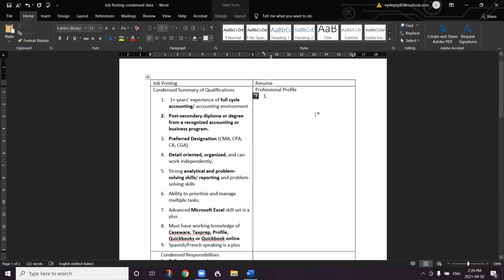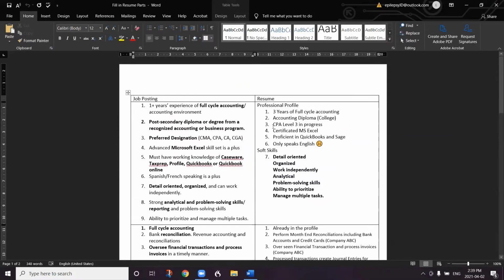We're going to go ahead and start entering this information. You can see here what I've done is I've segregated a few things and added some context. So this is the application of these requests. If you look here, we've got 1+ years experience in full cycle accounting. The candidate I'm working for has 3 years. We've got here post-secondary education or diploma. The person has a college degree and so forth. They are certified in MS Excel. So there's an actual certification for that. They've used QuickBooks and Sage.